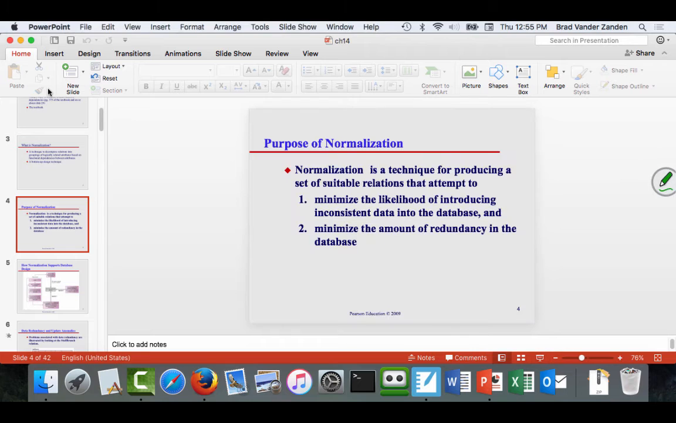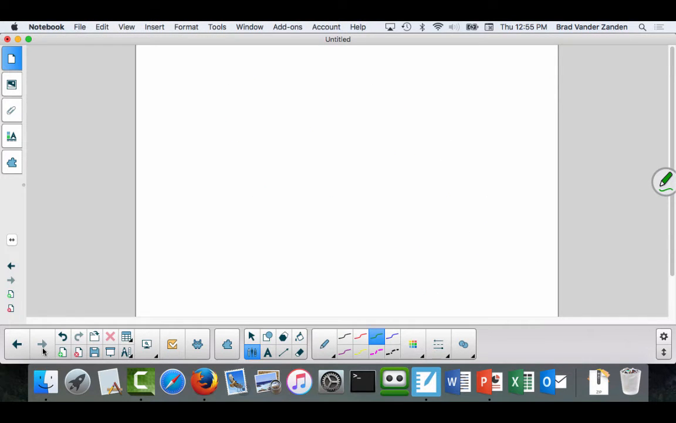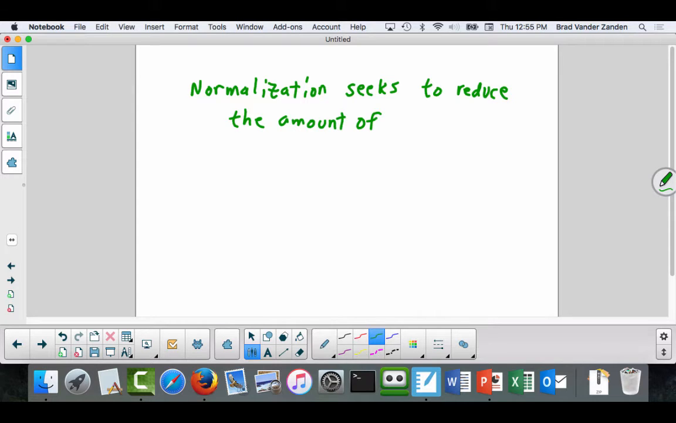Okay, so that's a useful thing to write down. So normalization may not always be successful, but it seeks to reduce the amount of redundancy to foreign keys only. And the foreign keys can be used to join relations together in order to retrieve any attribute information we need.